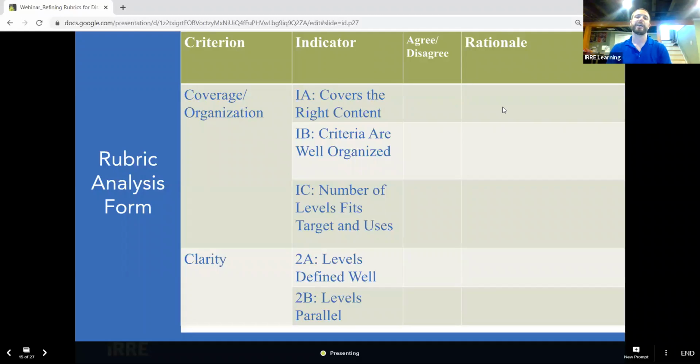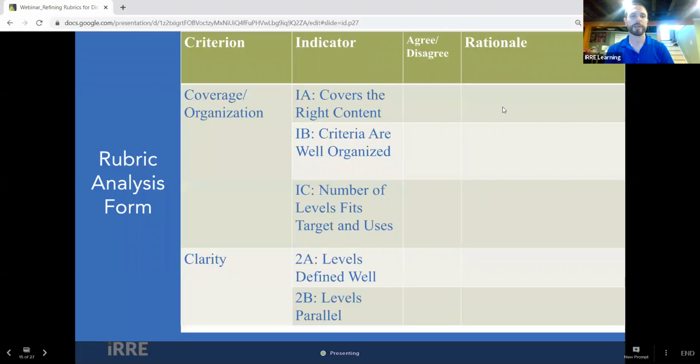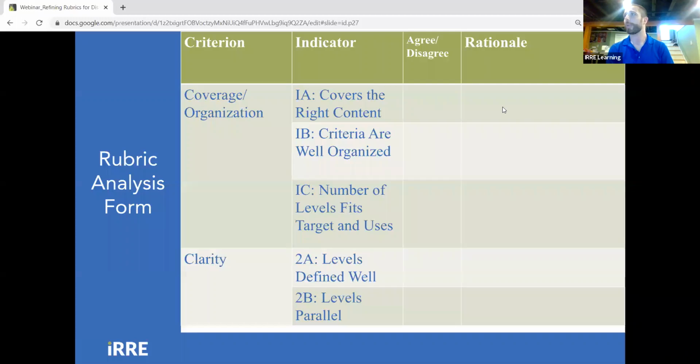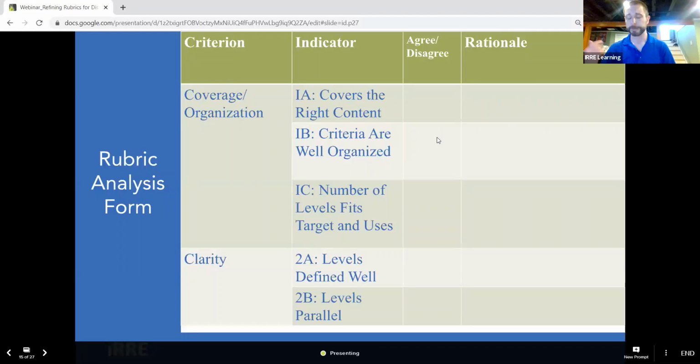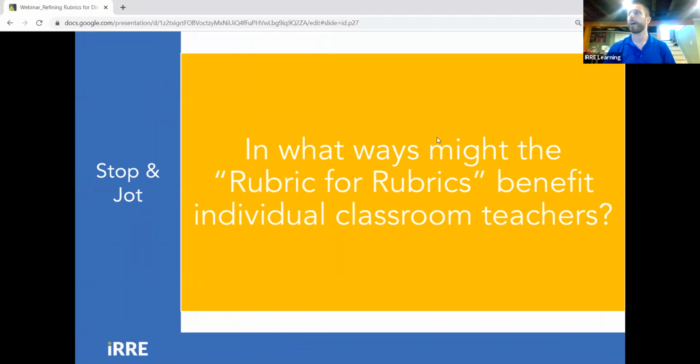And so certainly, as we engage and work with our partners in PLCs, we can have some conversations around that. Yes, I agree that the rubric covers the right content, and here's the evidence I have to support that. But I disagree that it's well organized, and here are some suggestions you might consider to refine that rubric. And those are the conversations we find have been really helpful to educators in refining their rubrics here.